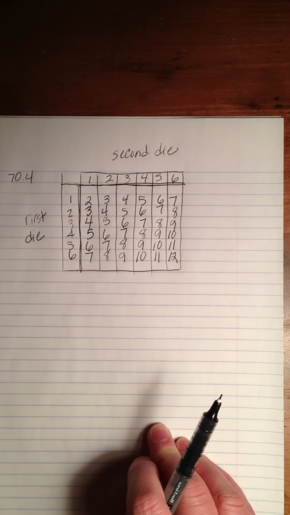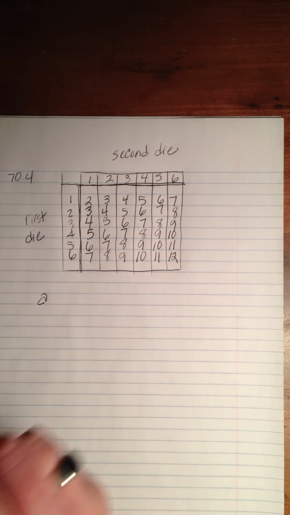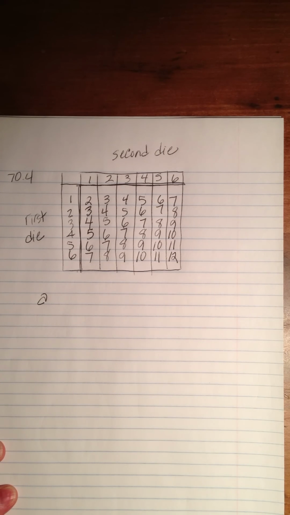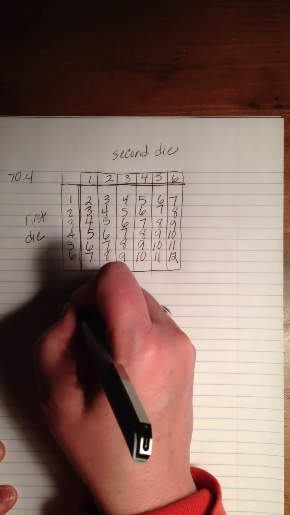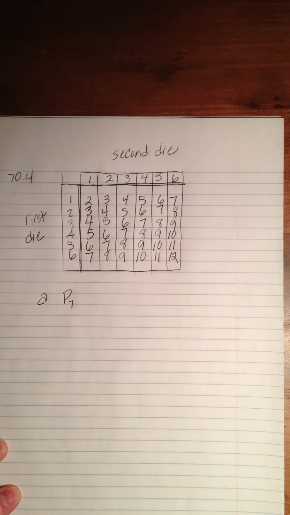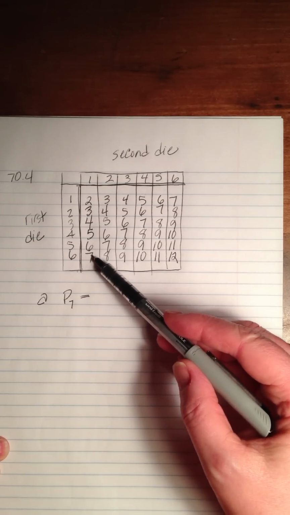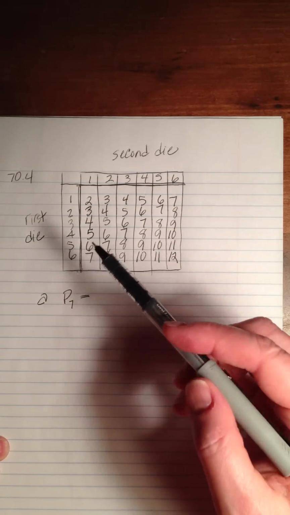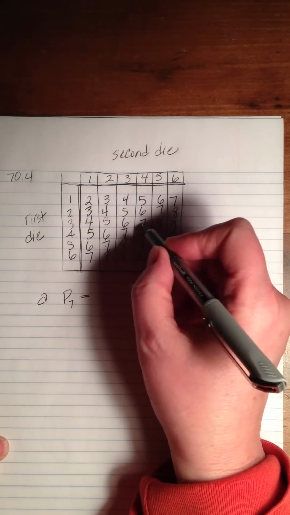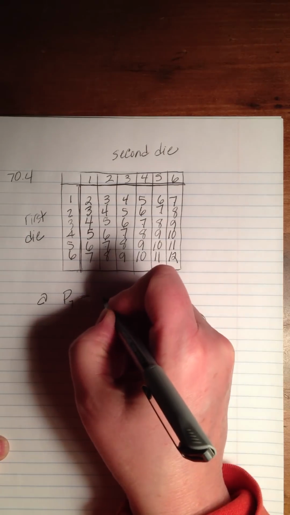The question is, A, what is the probability that the sum of the numbers rolled would be 7? So I write, what is the probability of 7? Well, what we can do is go through and count up how many different times you might get 7. And I see a bunch of 7s here right in a line. So I'm just going to count them. 1, 2, 3, 4, 5, 6. There are 6 of them.